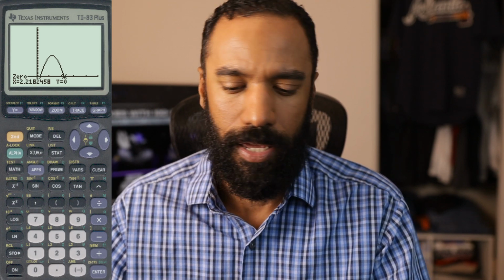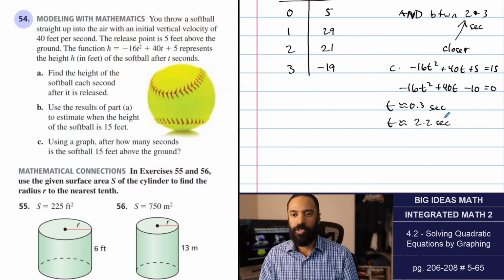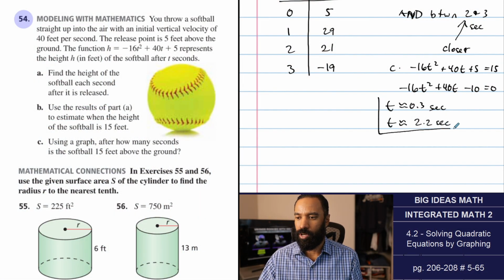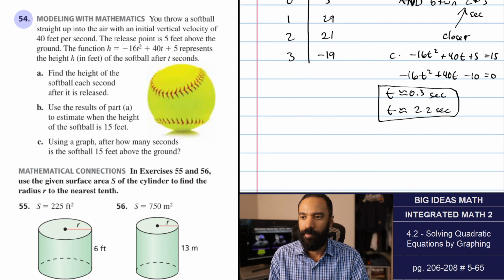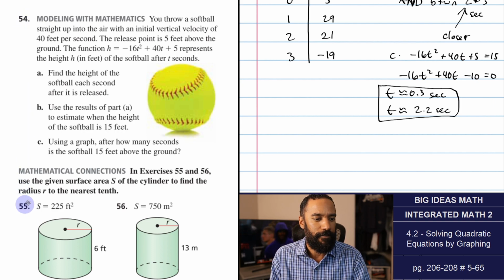And then somewhere between 2 and 3. Like I said, it's probably around 2.1 or so. Remember, this is 15 feet. This is not when it hits the ground. So 2.2. Okay, so those are the two that we hit there. Those are the better approximations, at least to the nearest tenth. That was part C.